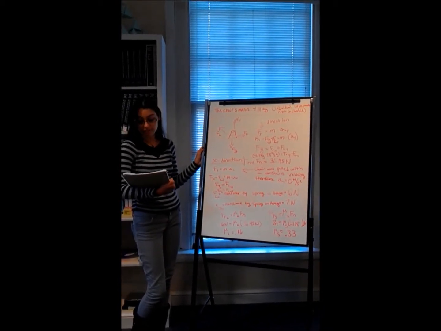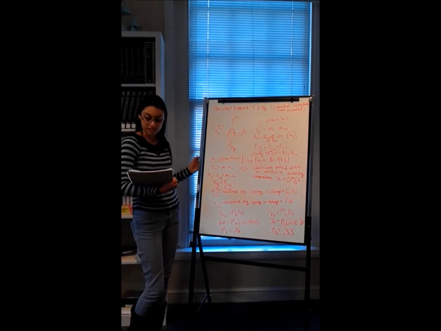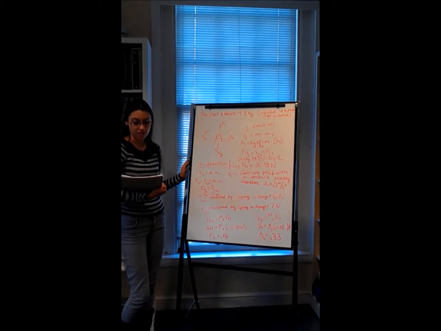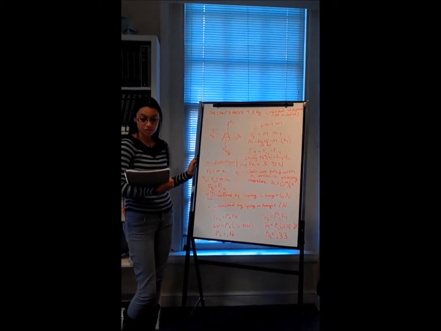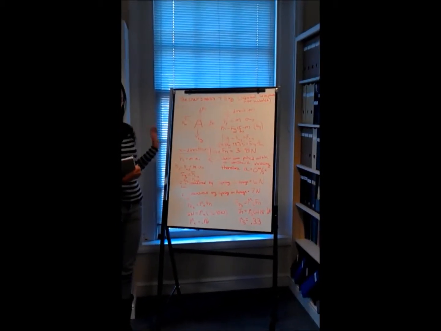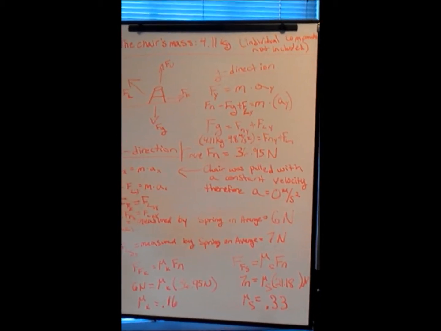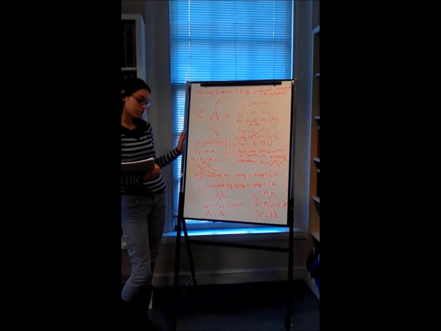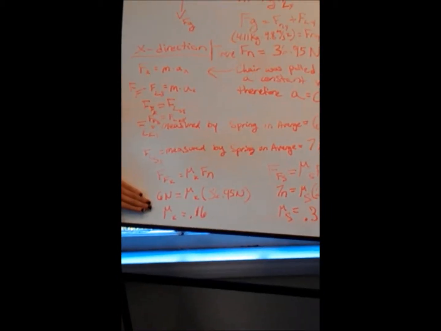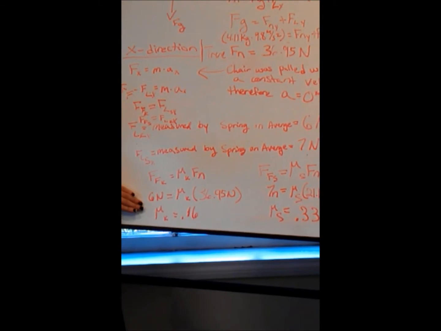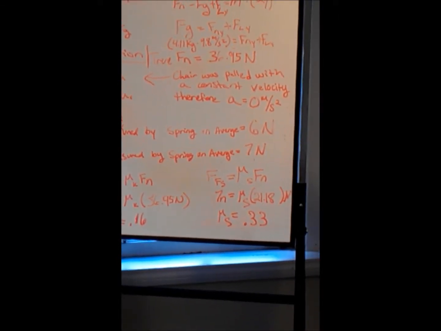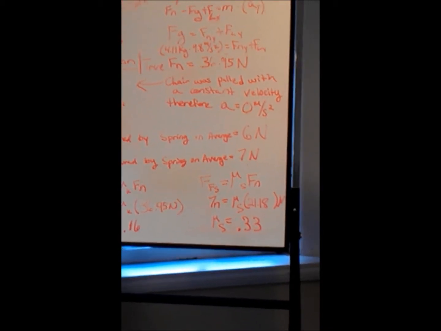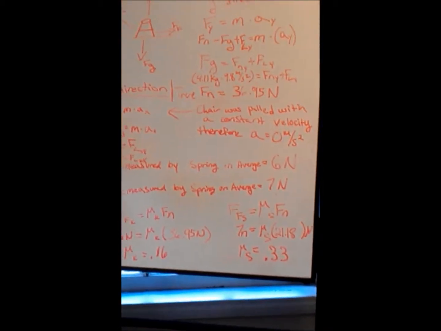And since the chair was not lifted up off the ground, we know that the normal force is equal to the force of gravity minus the force that Lucas applied on the chair in the y direction, which was calculated to be 36.95 newtons. Using the force of kinetic friction and the normal force, we were able to calculate that the coefficient of kinetic friction, on average, was 0.16. And we did the same thing, and we found that on average, the coefficient of static friction was 0.33.